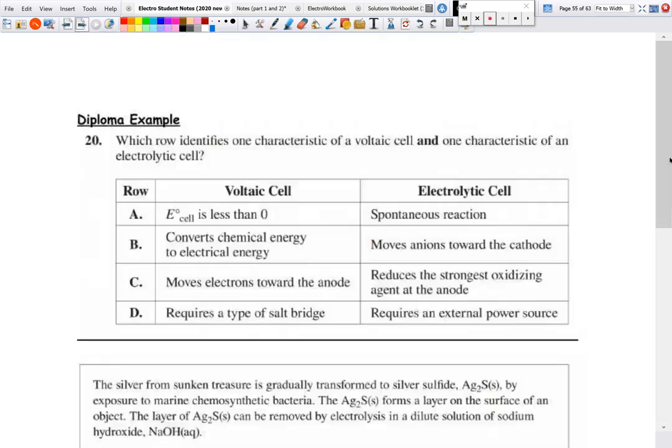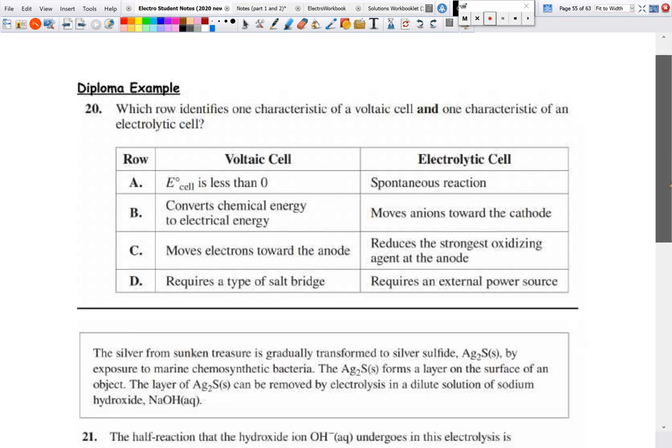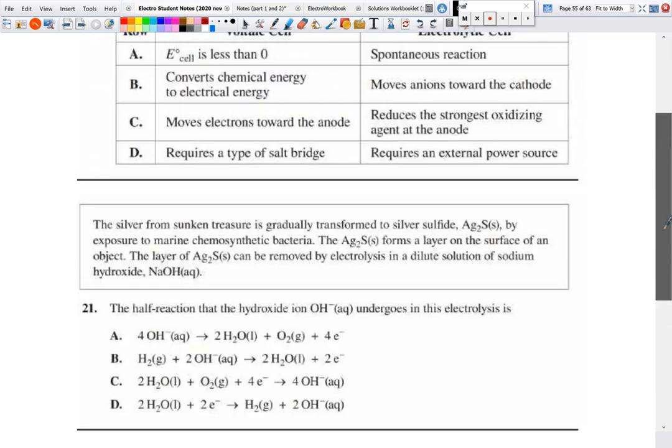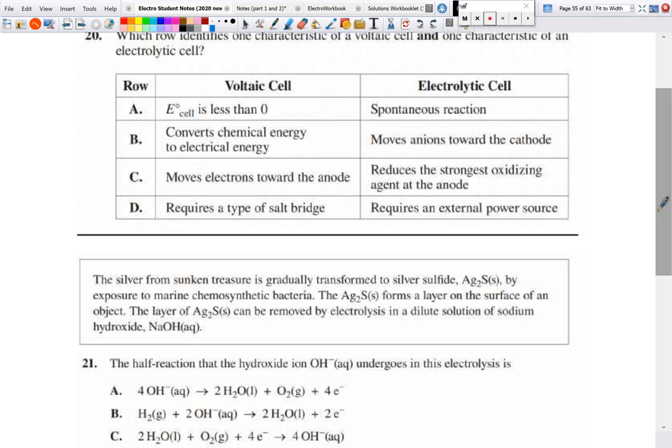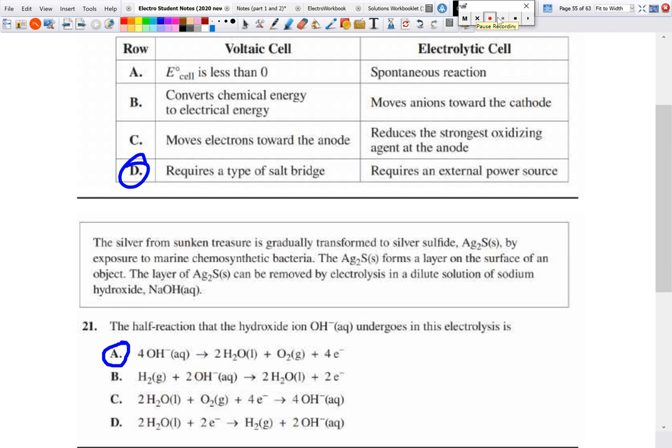So of course there are some old diploma examples that we have right here, 20 and 21. So you should probably pause the video and give them a go, just see if you can get them. And then of course I'll put the answers up in 3 seconds. And our answers will look something like this.